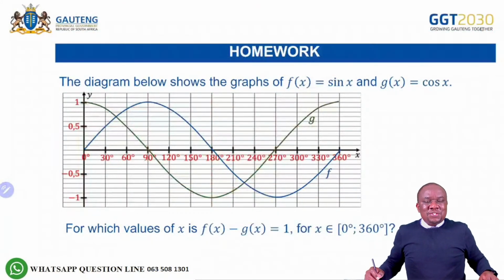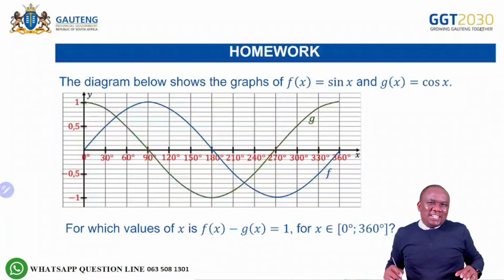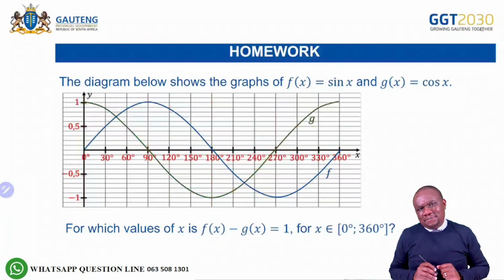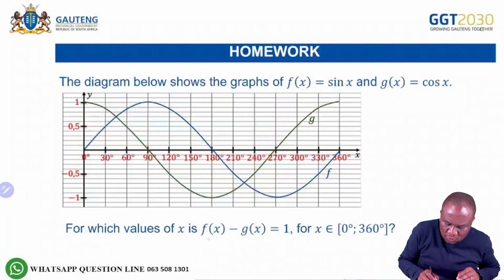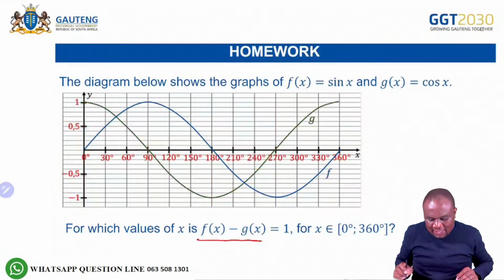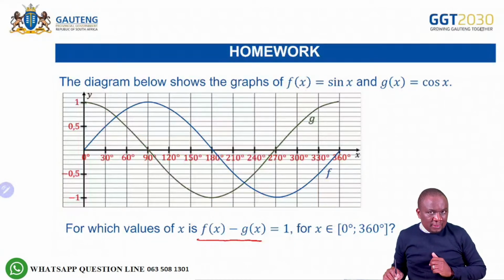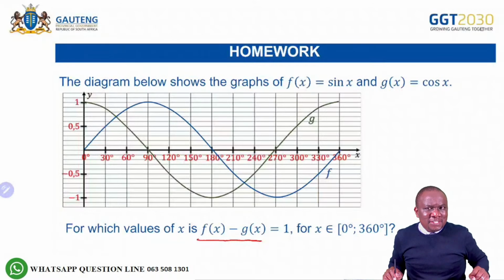Grade 10, this is your homework. So try it. It's very, very easy. You don't need to do any calculation. I want you to recognize where f of x minus g of x is equal to 1. You must interpret it from the graph. Try that. It's going to be interesting.